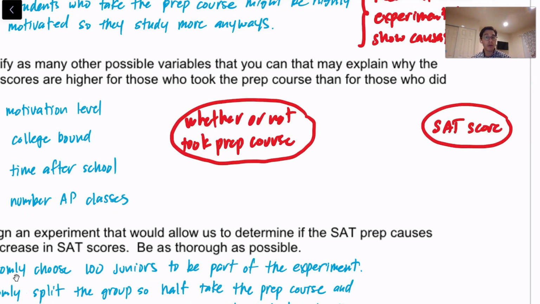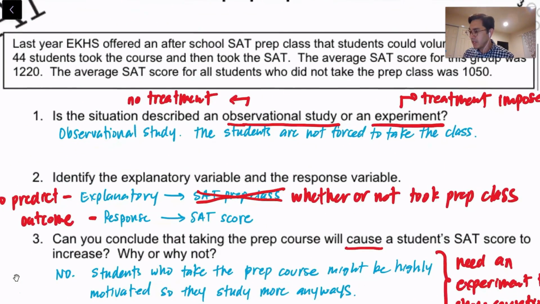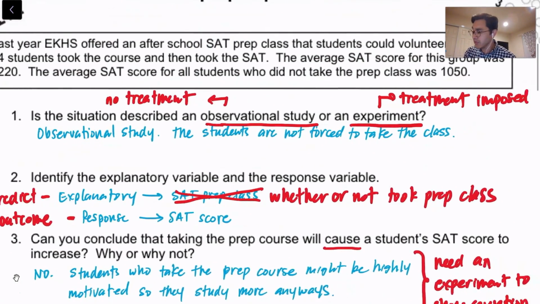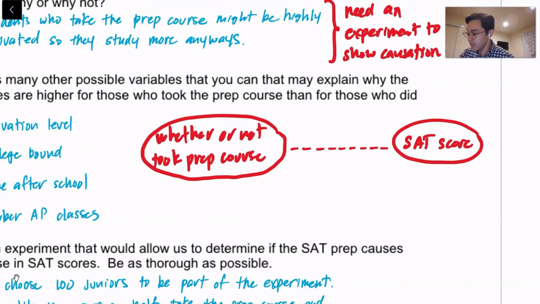And we kind of saw that there was an association between these 2 things. Students who took the course had a noticeably higher score. What was it, 1220 versus 1050? So it's almost a 200-point difference in their SAT score. So an association does exist. And we would like to say that one causes the other, that taking the prep course caused the scores to get higher.